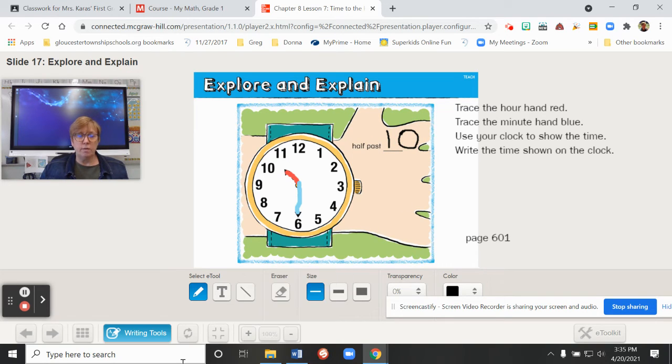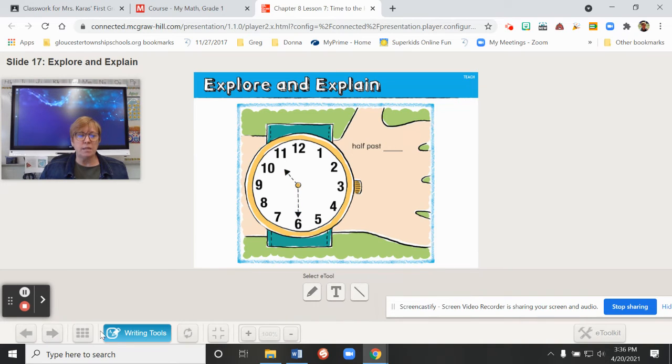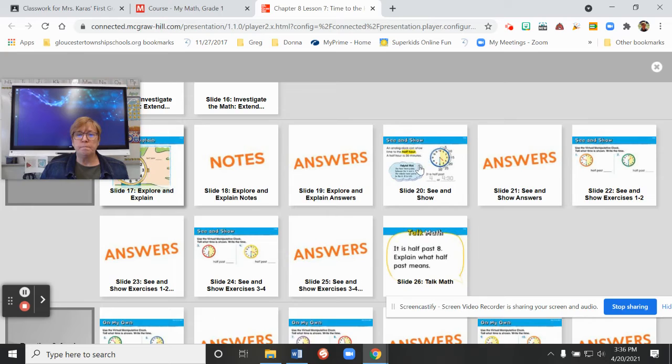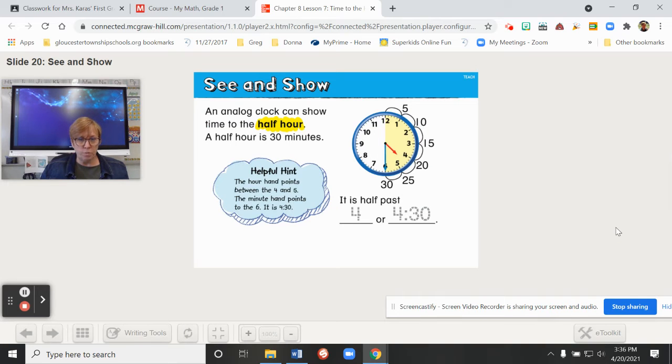All right, we'll keep working on this. Okay, so now let's go to our See and Show. An analog clock can show time to the half hour. A half hour is 30 minutes. Helpful hint. The hour hand points between the 4 and the 5. The minute hand points to the 6.